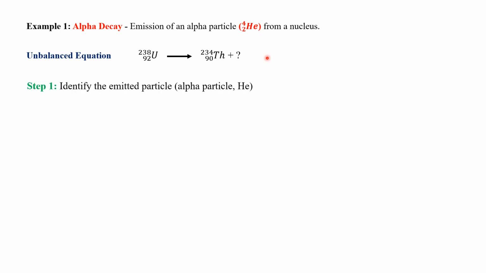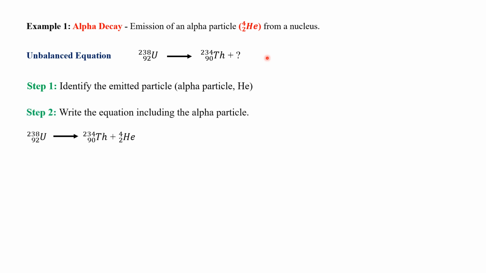Step number 1 is to first identify the emitted particle, either alpha or beta or positron. How can we identify it? Just by looking at the mass number and the atomic number. Mass number 238 on the reactant side, and on the product side 234 plus something that matches 238. You can clearly see 234 plus another 4 is equal to 238. Then the only particle with that mass number is a helium nucleus, or alpha particle.